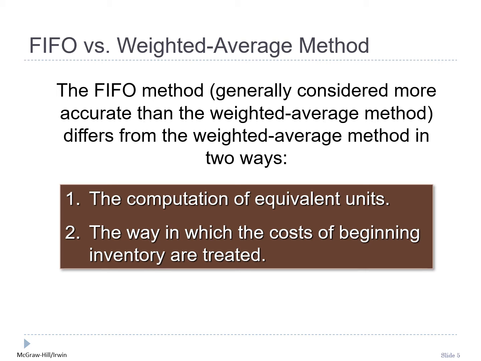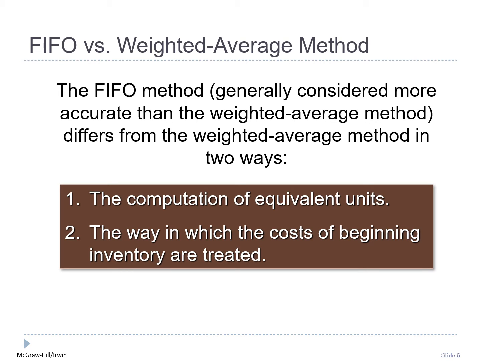So in effect, before we produce or convert the actual units started, we need to finish the beginning inventory first. So the prior period cost in step 3 all goes to the beginning inventory, unlike in weighted average.